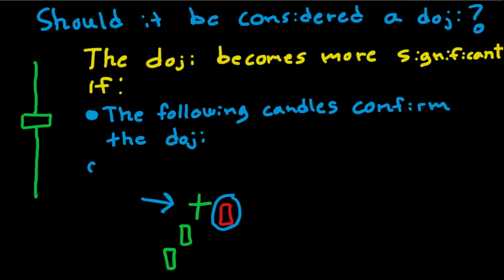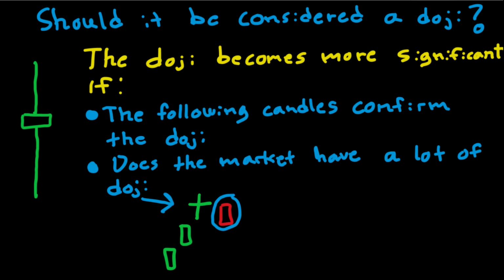And another thing is, does the market have a lot of doji? And yeah, we say one doji, many doji. The plural of doji is doji. But yeah, we take a look at, does the market have a lot of doji? And the less doji we have in the market, the more significant every doji becomes.